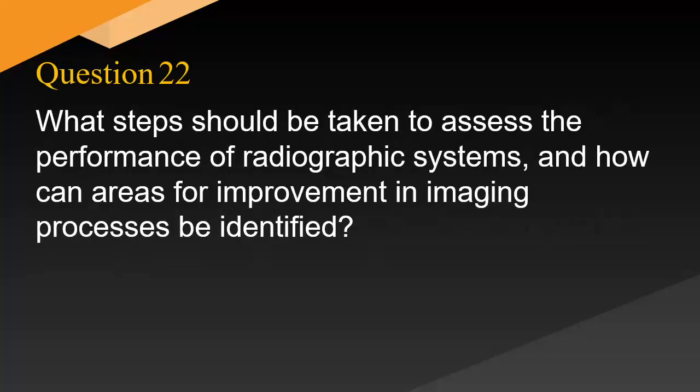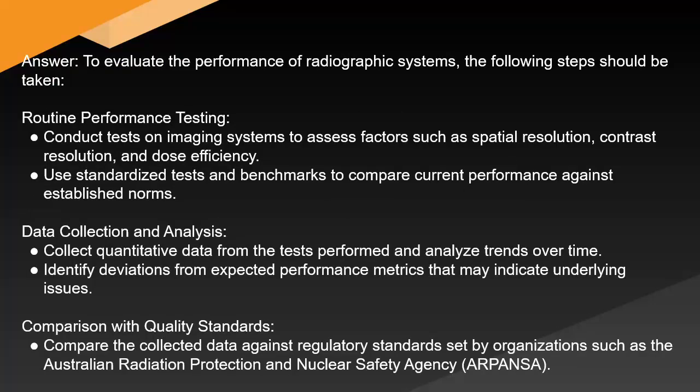What steps should be taken to assess the performance of radiographic systems, and how can areas for improvement in imaging processes be identified? Answer. To evaluate the performance of radiographic systems, the following steps should be taken: routine performance testing, conduct tests on imaging systems to assess factors such as spatial resolution, contrast resolution, and dose efficiency. Use standardized tests and benchmarks to compare current performance against established norms.